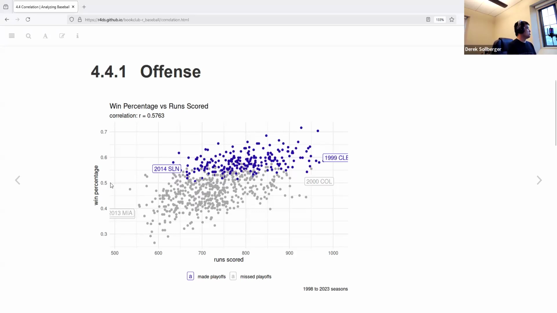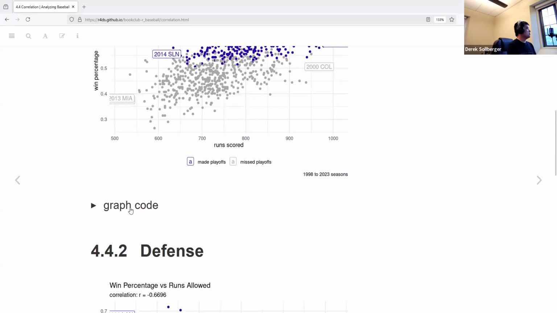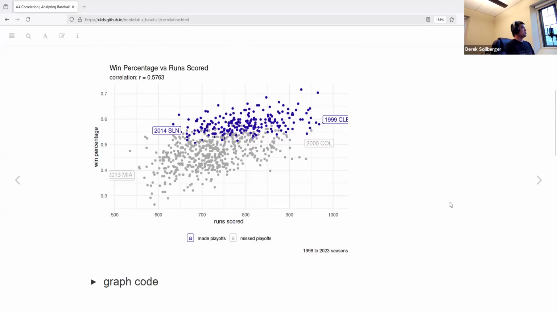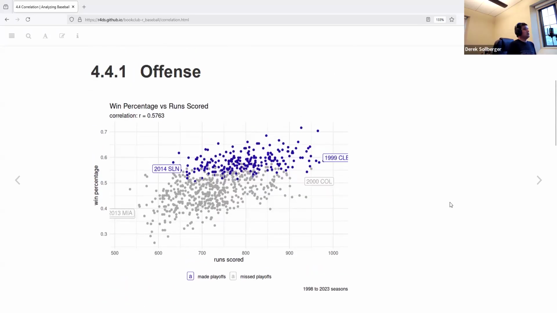And once again, if you're curious about how we make the graphs, I left the graph code available on the lecture slides. That is to say, just because a team scores a lot of runs, what I've done here in the colors is to show that they are not guaranteed a playoff spot. On the right side of the screen, you can see that the 2000 Colorado Rockies, a team notorious for their offense, failed to make the playoffs that year.